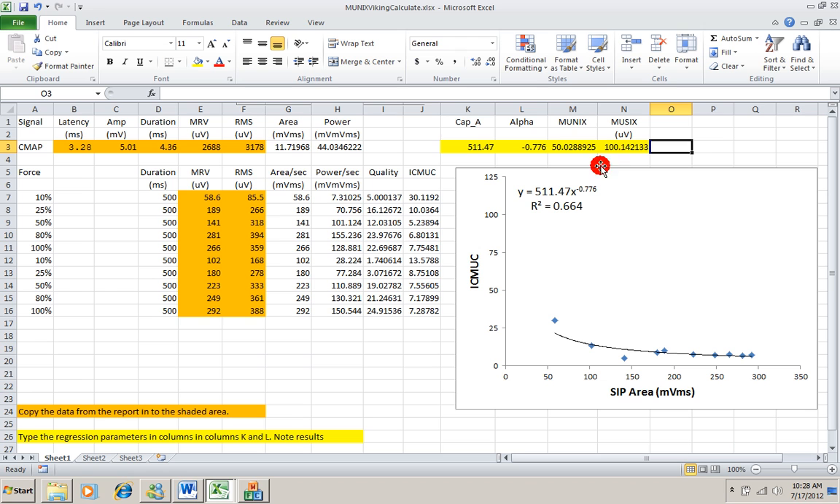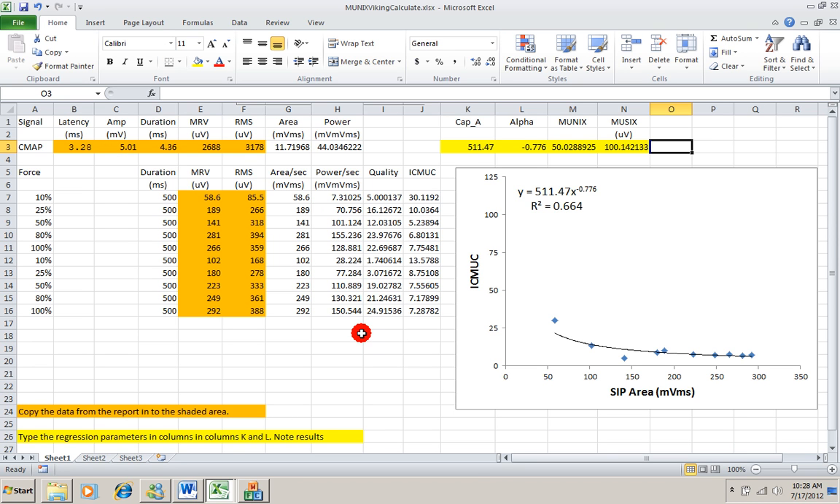Now keep in mind that this MUNIX value is abnormal over here. This MUSIX value is high. That's because I did not spend time in maximizing amplitude, and plus I have recorded some epochs with tremor. We should not do that. In any event, here is the process.